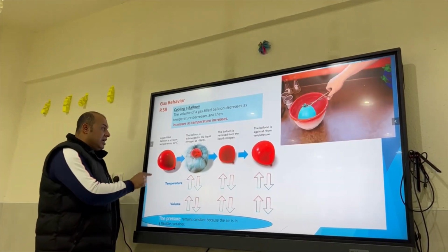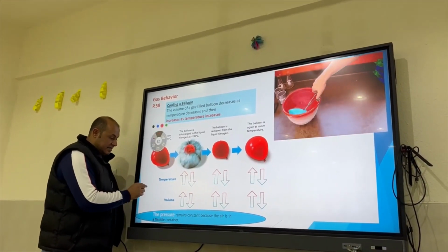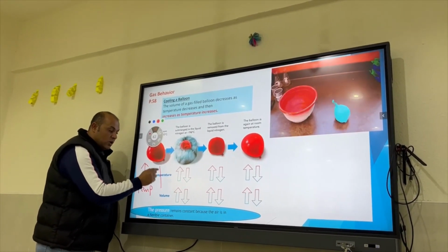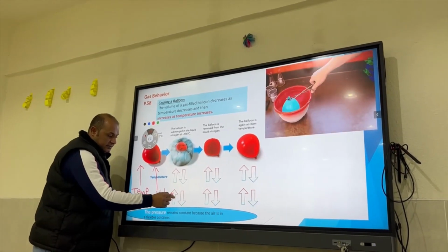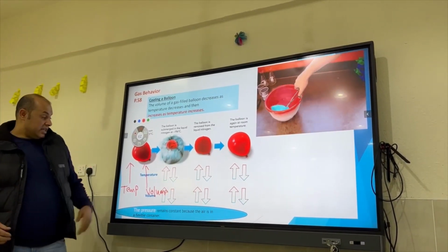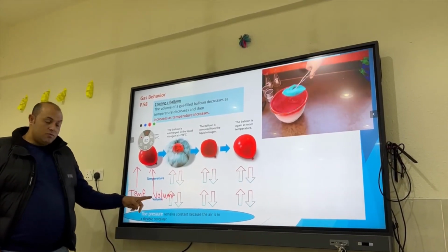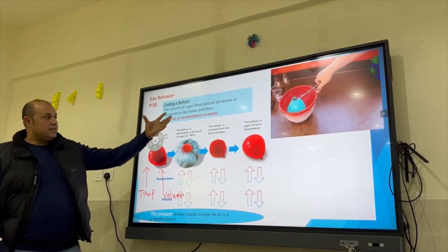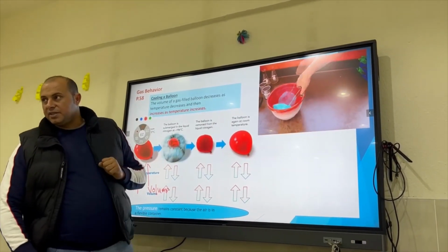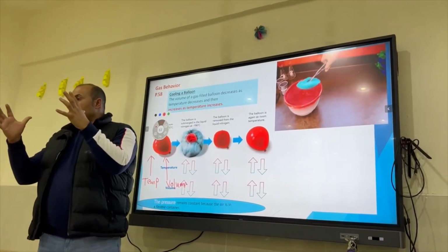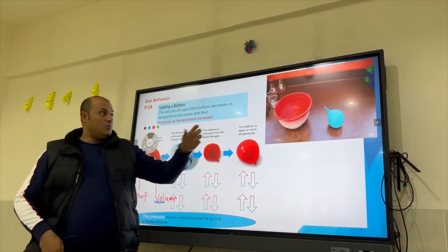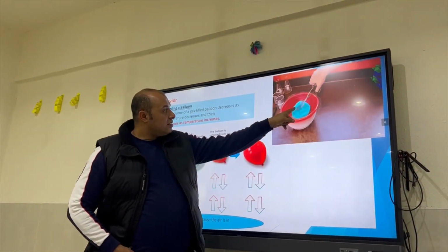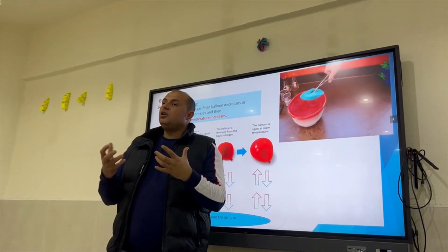For example, if the temperature of the gas increases, its volume also increases. And the opposite is correct. If the temperature decreases, its volume also decreases. Let's take this simple experiment. If you bring a balloon filled with air and you put it in ice, the balloon will shrink, meaning its volume decreases.